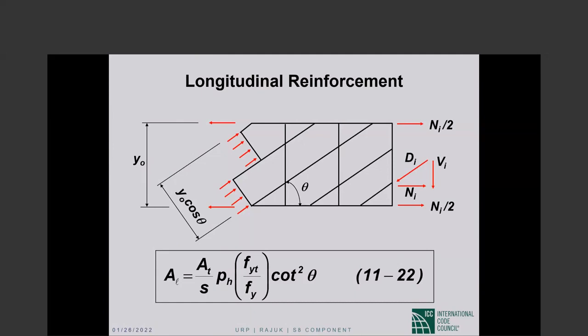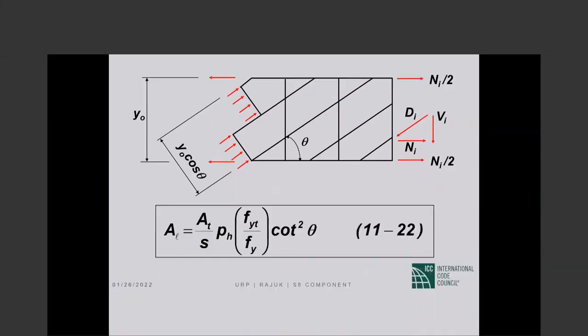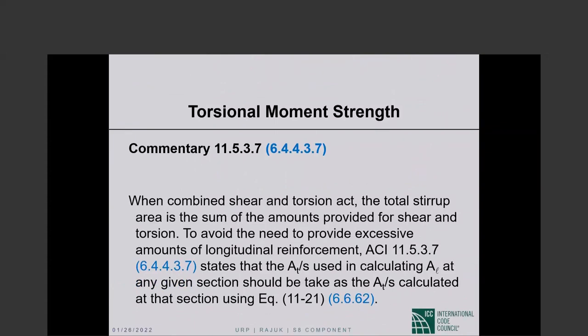So T sub N was derived. A sub L can also be derived from this diagram, and I will write it up on a page and we will post it on the portal. Okay. When combined shear and torsion act, which is typically the case, the total stirrup area, they're calling it stirrup, but it is closed transverse reinforcement, is the sum of the amounts provided for shear and torsion.